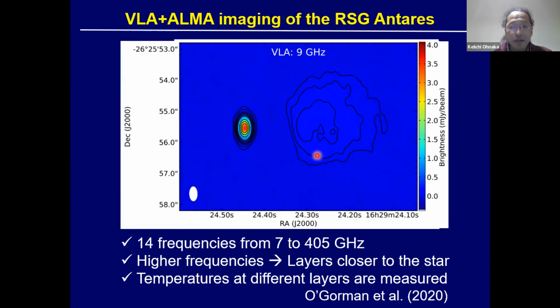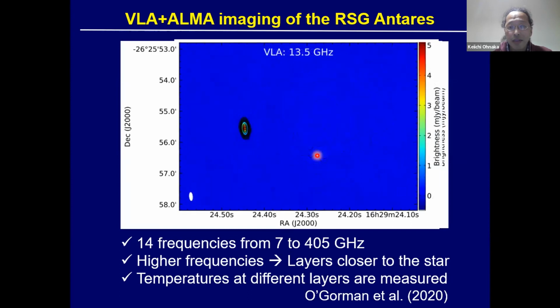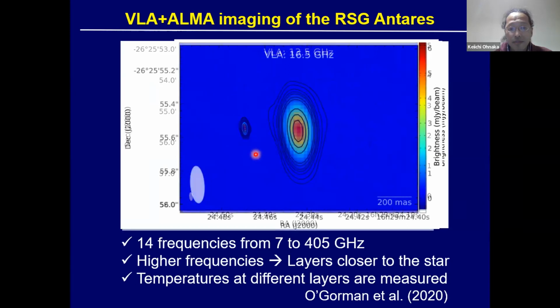It's even weaker. And at 13.5 gigahertz, we can't see it anymore. So now we zoom into this red supergiant Alpha Scorpii A. So at 16.5 gigahertz, this is the beam size. So Alpha Scorpii A is slightly larger than the beam size.